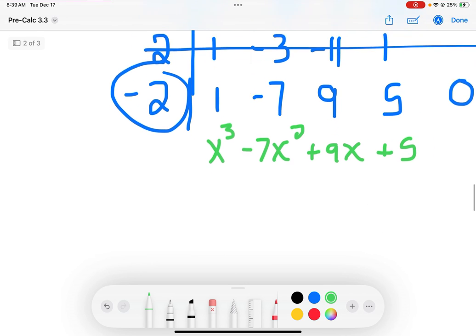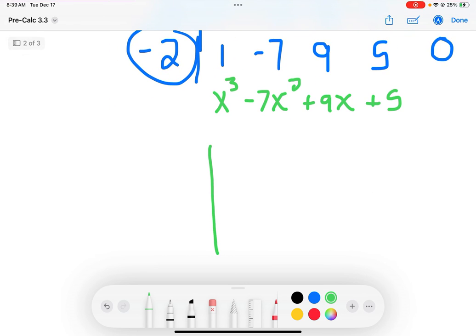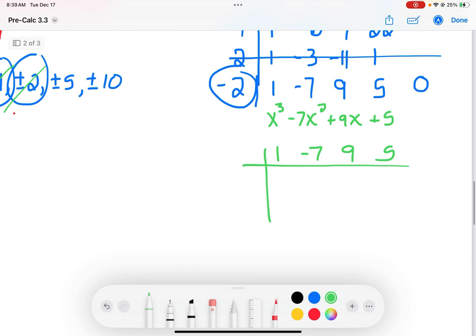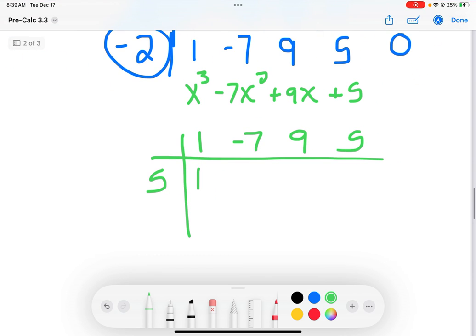Okay, so what we're going to do now is take this and rewrite our new coefficients above here, and we're going to go with our possible zeros on the left side. So we already checked 1, -1. We already checked 2 and -2. So now we have to check 5 and -5. If you put 5 there, bring down the 1. 1 times 5 is 5, plus -7 is -2. 5 times -2 is -10, plus 9 is -1. 5 times -1 is -5, plus 5 is 0. So 5 gives us a 0.